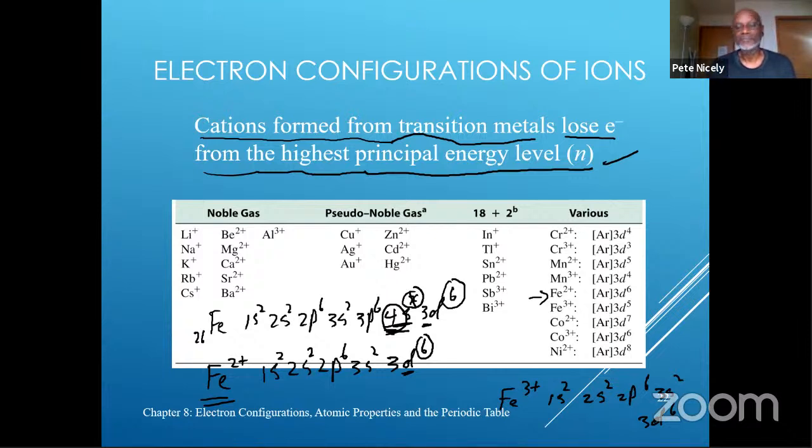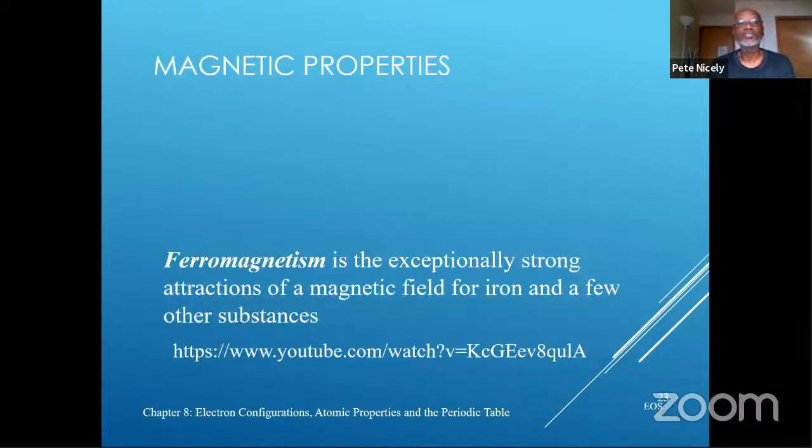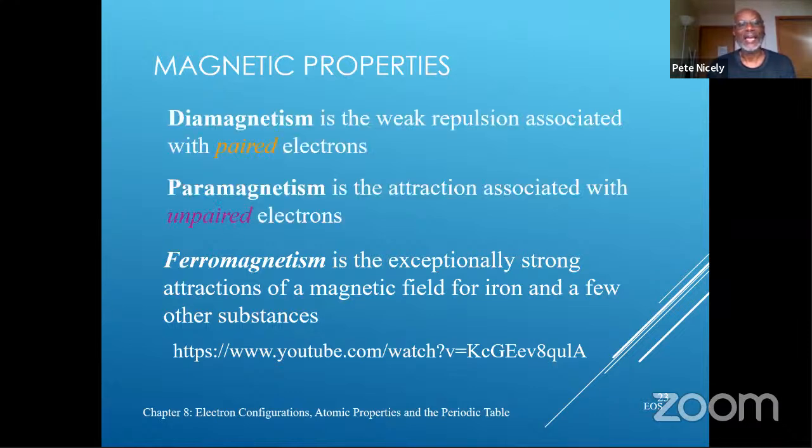Okay, so let's move on now to magnetic properties that are displayed by atoms. And in this context, there are 3 main types of magnetic properties.